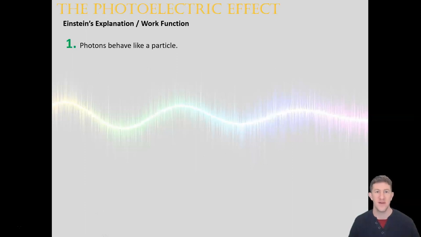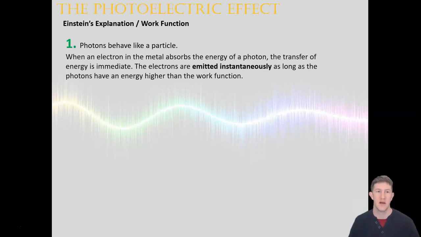So Einstein said that photons behave like a particle. When an electron in the metal absorbs the energy of a photon, this transfer of energy is immediate, and the electrons are emitted instantaneously as long as the photons have enough energy to meet the work function requirement. So instantly the photon is absorbed by the electron. We need the right energy amount to actually raise it to that 0 level from its negative energy, which is the work function. And if we do that, then instantaneously that electron leaves its shell and it's ejected.